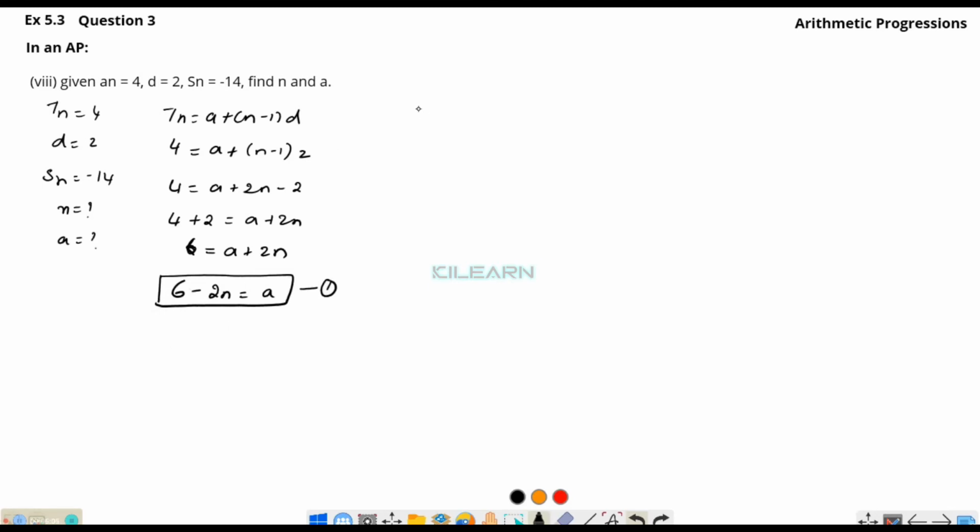Now I'll start solving for Sn. Sn is equal to n by 2 into a plus l. Why a plus l? Again, I have a last term, so I can take l as the Tn value. So Sn is equal to n by 2, the a value, that is 6 minus 2n, plus the l value, which is 4. What is the Sn value they have given? Minus 14 is equal to n by 2, 6 plus 4, 10 minus 2n.